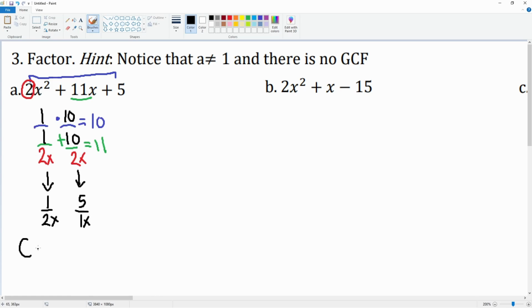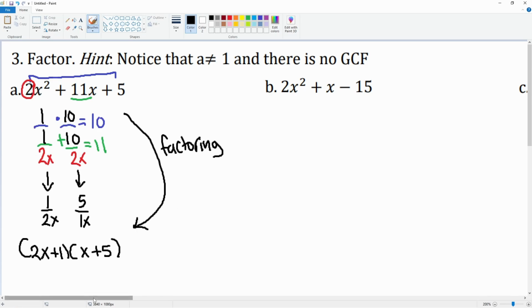So your factors are going to be bottom plus the top. So it's 2x plus 1 and x plus 5. This whole process here is referred to as factoring. Let's look at B.